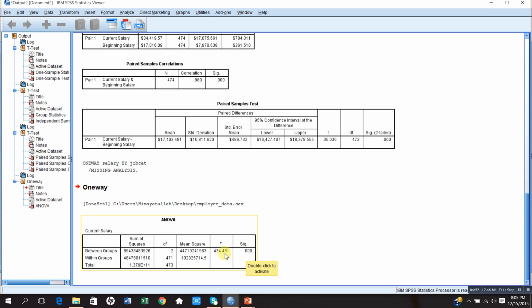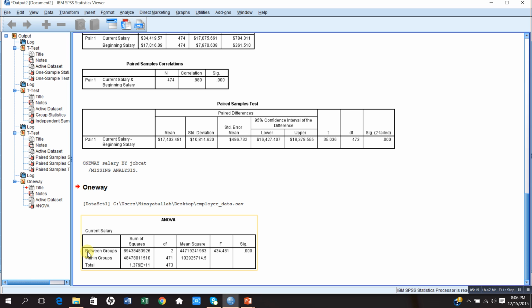Our null hypothesis is that the average salary of clerks, the average salary of custodial staff, and the average salary of managerial staff is the same. So when we reject this, it means that the average salaries of these three different categories are not the same, they are different.